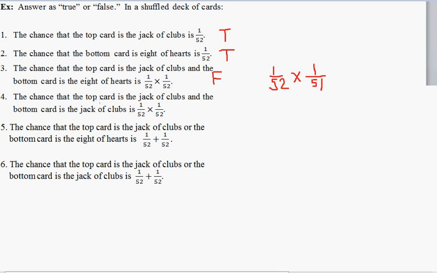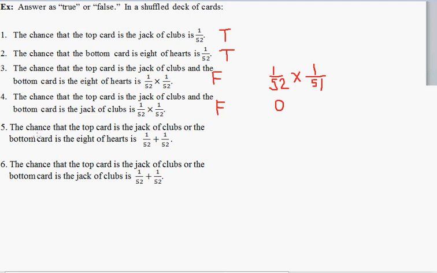4. The probability that the top card is a Jack of Clubs and the bottom card is a Jack of Clubs is 1 over 52 times 1 over 52. Clearly, that's false. Again, these events are dependent. And in fact, the answer for this one is just simply a flat 0. If the top card is a Jack of Clubs, then the bottom card cannot simultaneously be the Jack of Clubs, and so the answer for this one is 0.